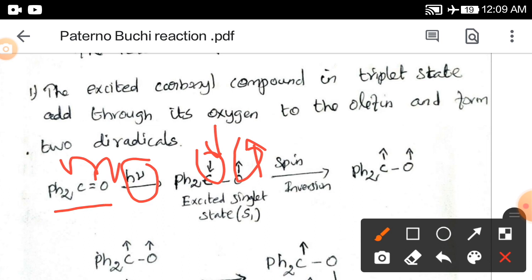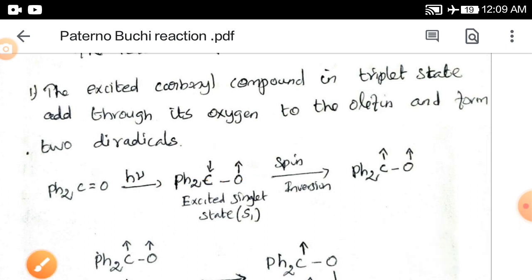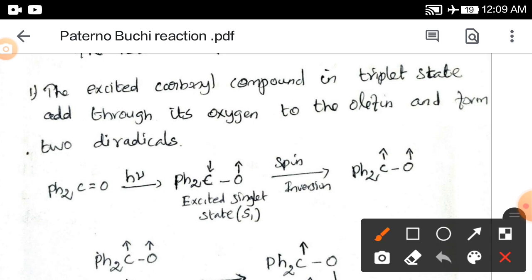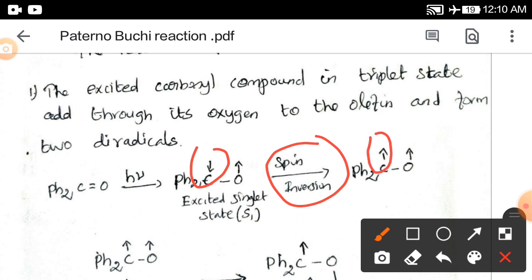We already discussed that, so I am not going over it again. Then the next thing is spin inversion will take place. The spin will be changed. It is a spin inversion, so it will go to the excited triplet state.